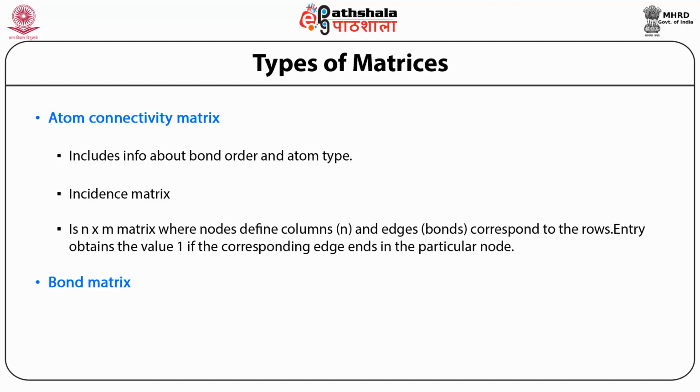So an entry obtains the value 1 if the corresponding edge ends in the particular node. The bond matrix, on the other hand, gives you information about bond order. If it is a 2, that means it's a double bond. If we write 3, it's a triple bond. So these two matrices are not Boolean like the earlier ones.